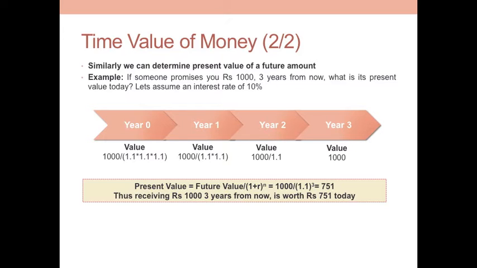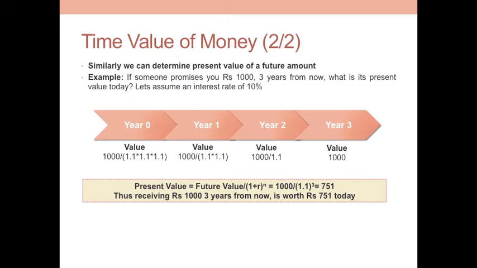Now let's take a look at a reverse example. Supposing you say you want 1000 rupees in the bank 3 years from now. So how much should I invest in the bank today? The simple answer to that is 751 rupees. You put in today, if it earns 10% interest each year, it'll grow to 1000 rupees 3 years from now. But how do I arrive at this number of 751?